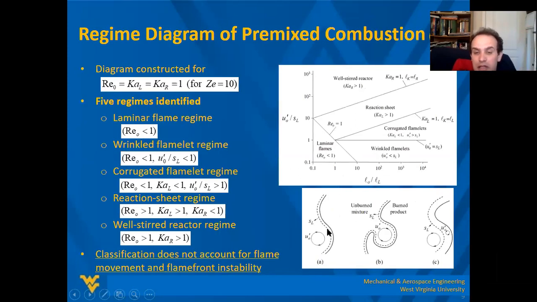If you look at the picture here, it means that now you are somewhere here. So compare plot A and plot B. What is plot A? Plot A is a wrinkled flamelet. It means that the flame is slightly corrugated, but not much. Turbulence does not change it really much. That's why you may see it wave. Your flame is not really turbulent.